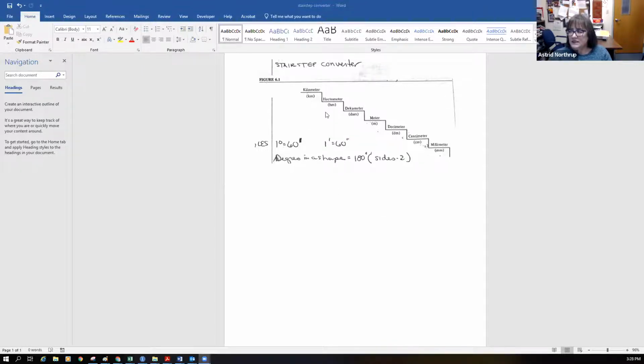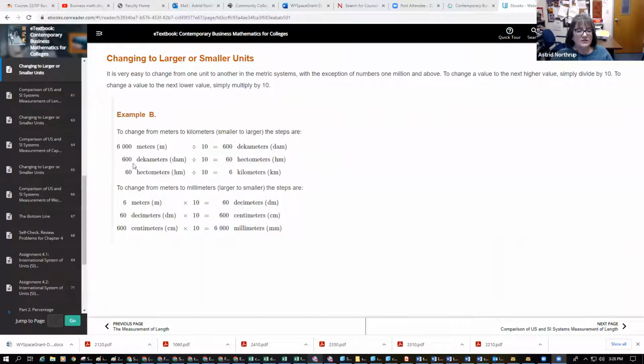And so what this means is that you can take whatever unit you're given. So for example, if you look at this page of some homework or an example here, we start with 600 decameters and go to hectometers. It tells us that 600 decameters is 60 hectometers, but how does that work? Okay, so what you do is, if you choose to use the stair-step converter, decameters to hectometers. So let's go over here to the other screen.